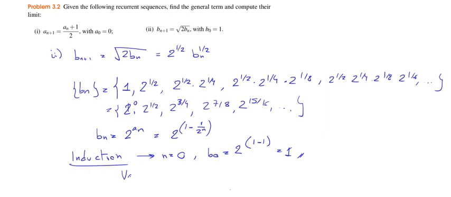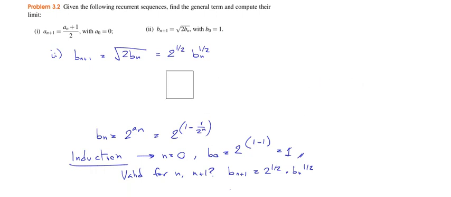Now, assuming it's valid for n, what happens with n plus 1? So b sub n plus 1 is 2 to the 1/2 times b sub n to the 1/2, and for b sub n, we're going to use this expression. Let me erase this because I'm getting out of space. So b sub n plus 1 is 2 to the 1/2 times, and now I'm going with this, 2 to the 1 minus 1 over 2 to the n, to the 1/2.